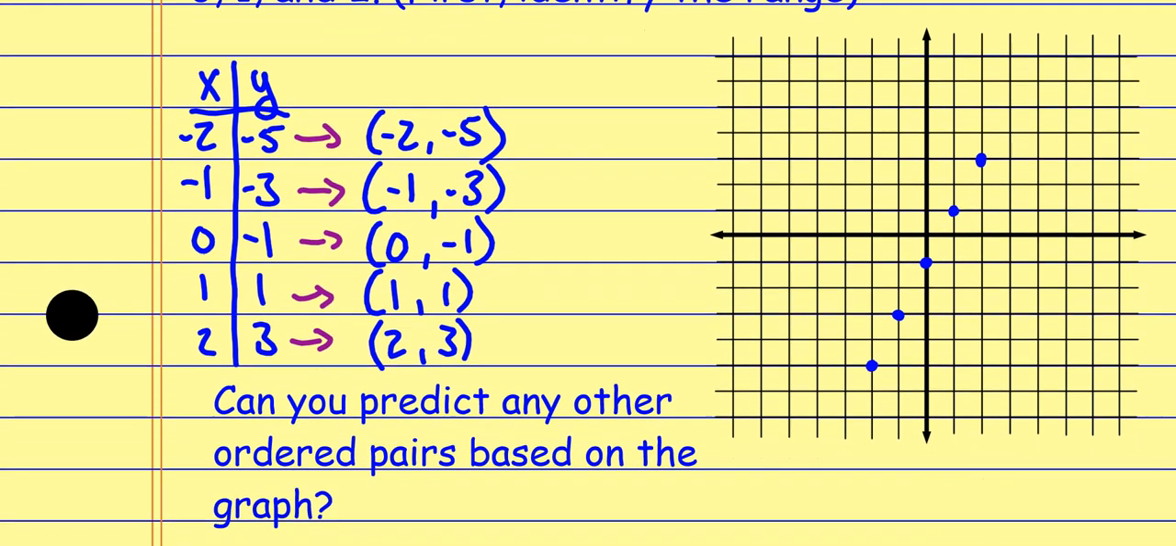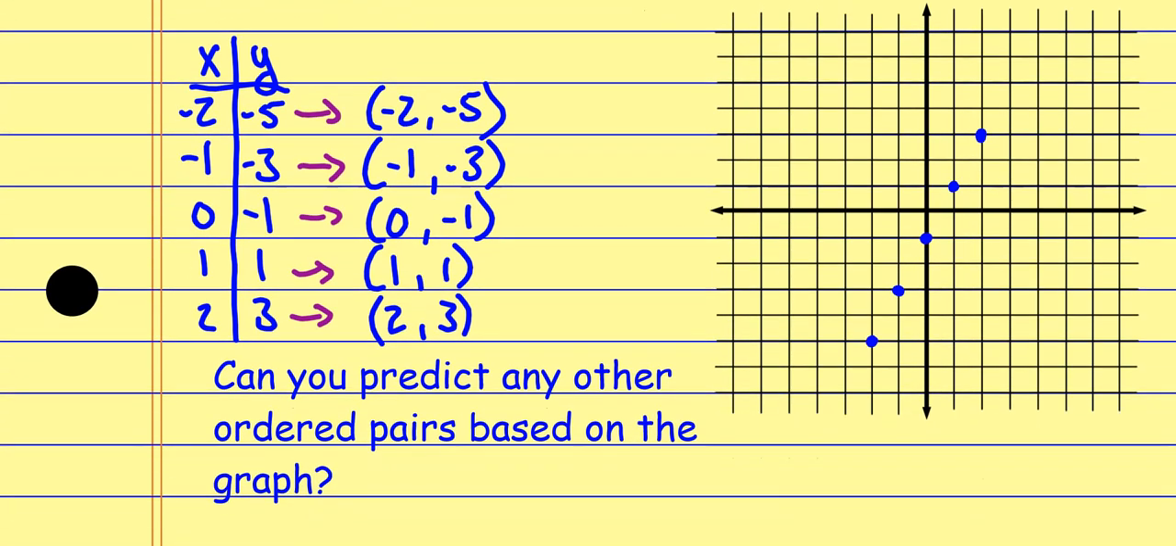It says right here, can you predict any other ordered pairs based on the graph? So maybe you'd look at it and say, hey, there's another ordered pair right here. Just based on the pattern. There's another one right here based on the pattern. There's another one right here based on the pattern. And if you identify those ordered pairs, the first one I graphed was 3, and then up 1, 2, 3, 4, 5, so it was the ordered pair 3, 5.